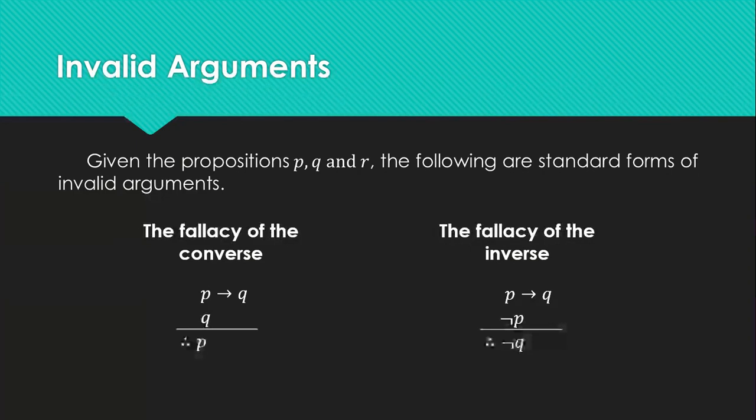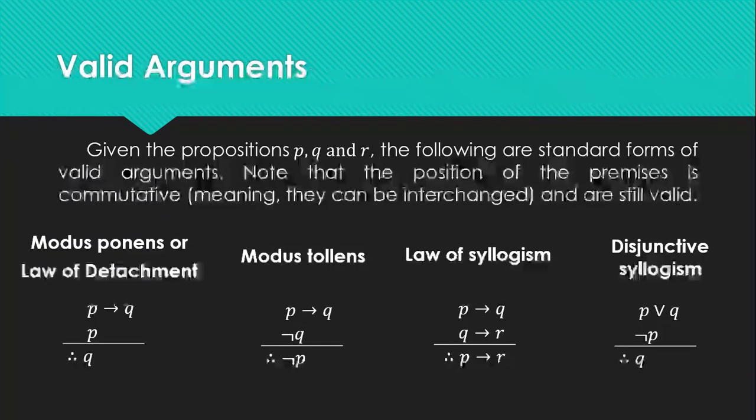Notice that in the fallacy of the inverse, on the other side of the screen, we have P implies Q as one of its premises and the other premise is the negation of P, our antecedent. The conclusion is the negation of the consequent. If we have an argument that follows that form, it will be a fallacy and it will not be valid. Please observe that the converse and the inverse are slightly similar in form to the modus ponens and the modus tollens.